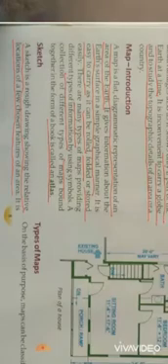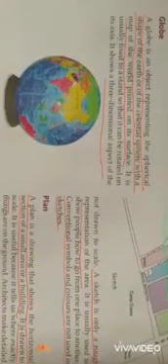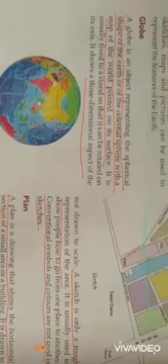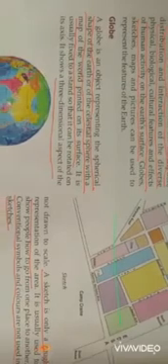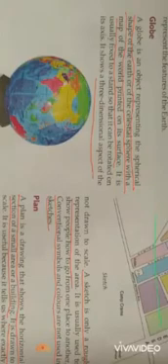A sketch is a rough drawing showing the relative locations of a few chosen features of an area. It is not drawn to scale. A sketch is only a rough representation of the area. It is usually used to show people how to go from one place to another. Conventional symbols and colors are not used in sketches.